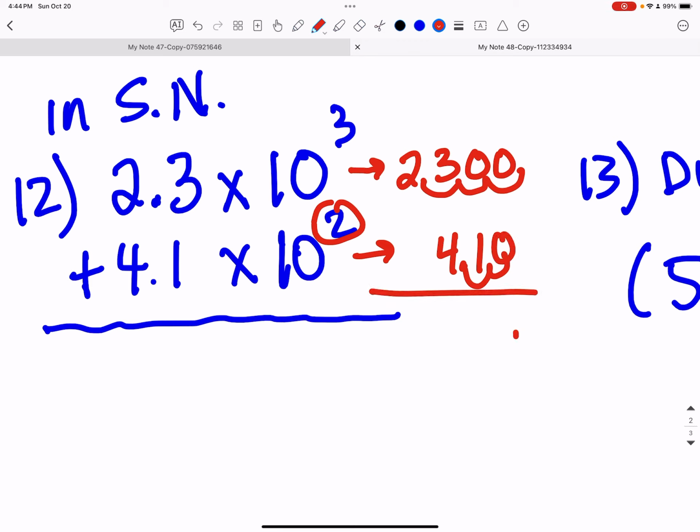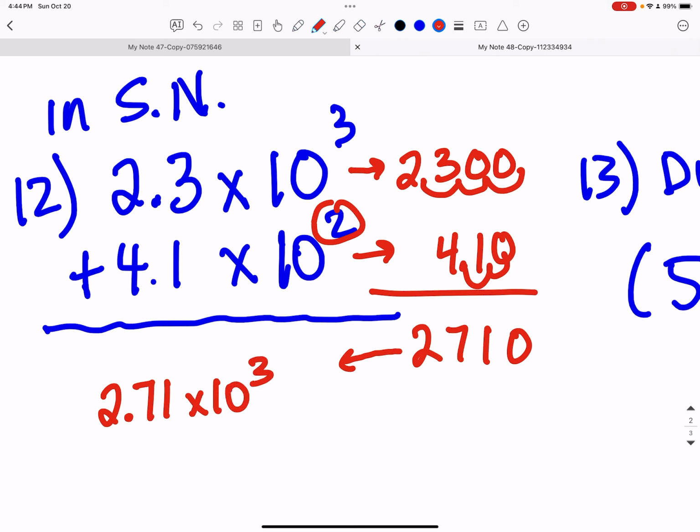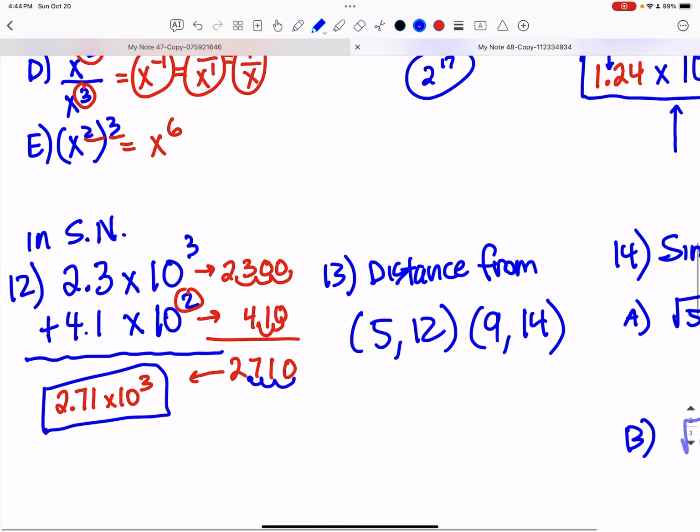If I add those up, this is 2,710, the right answer. If I want to turn it back into scientific notation, I say 2.71 times 10 to the 3rd. I put the decimal after the first digit and I would have to move it 3 times if I wanted to get there. So there's no quick way to do that.